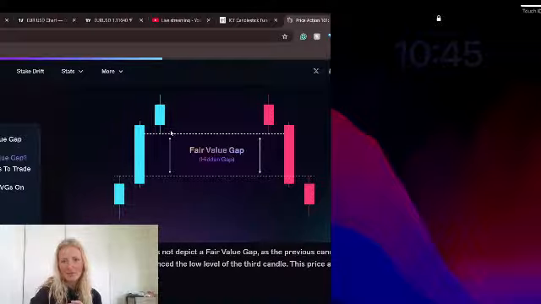So this is the gap between the high and the low of the candles around it, and then this is the fair value gap, hidden gap.